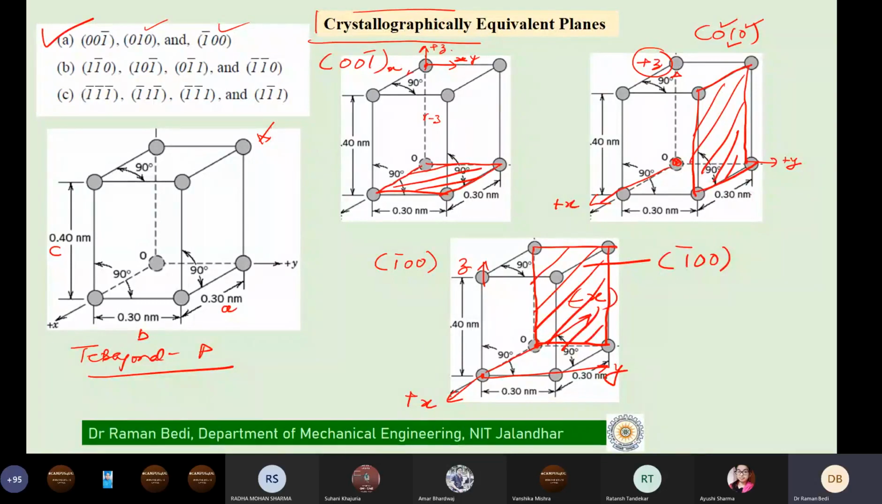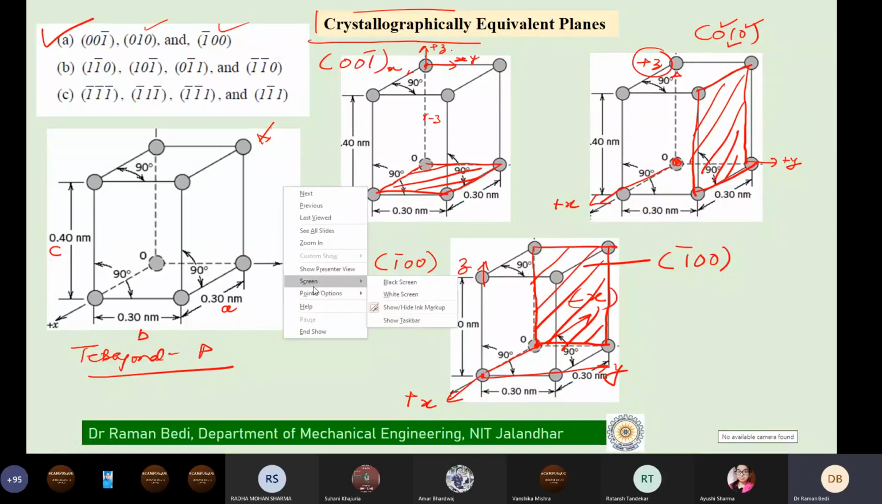So I have indexed these three planes shown here: 0, 0, 1 bar, 0, 1, 0, and 1 bar 0, 0. The question is which of them are crystallographically equivalent. So let's go back to the definition of crystallographically equivalent planes. We said they shall have the same area and the same planar density. And obviously, they shall have the same lattice parameter and the same location of the atoms. So going by this logic and the definition of crystallographic equivalency, can you now see which of these three planes are equivalent to each other, or are all of them the same, or is there a difference here?